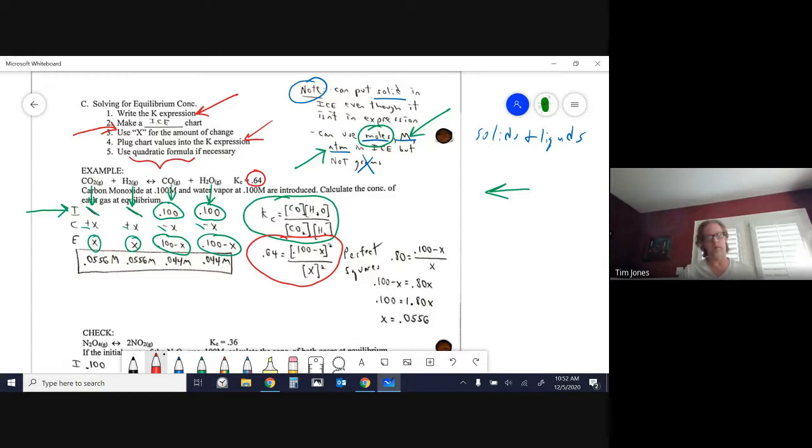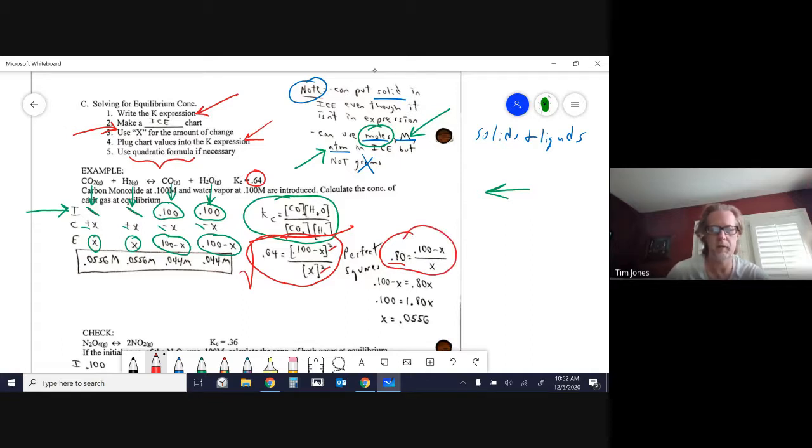Now at this point, there's a mathematical tool you can use to avoid the quadratic formula. In this case, we have perfect squares because I have a square on top and a square on the bottom. And in this case, just take the square root of the entire thing, at which point the square root of 0.64 is 0.8, and the square root of the other side just gets rid of the square. And this is a much better mathematical situation to deal with.